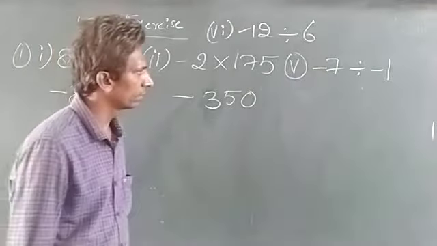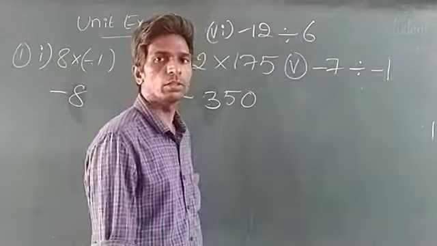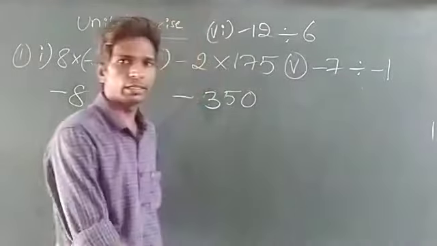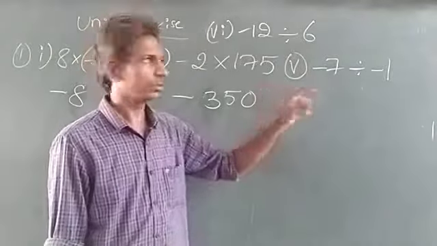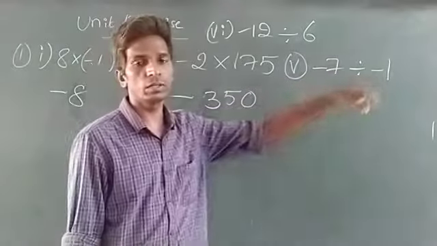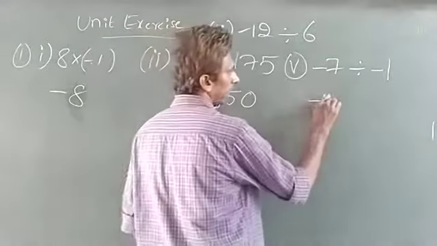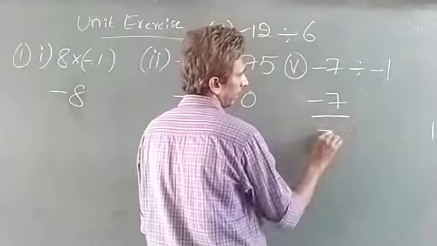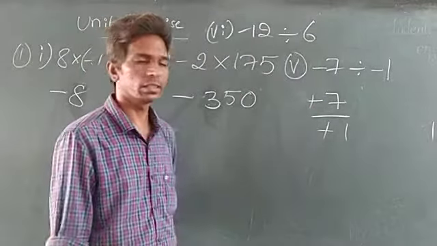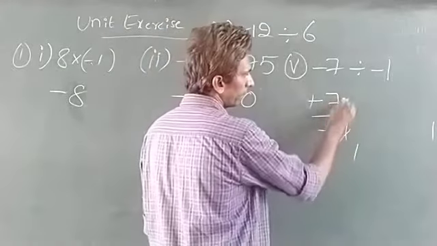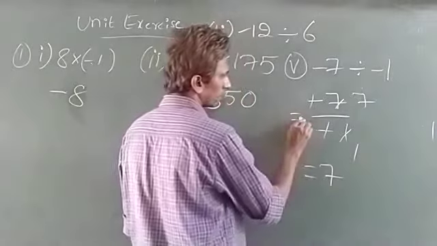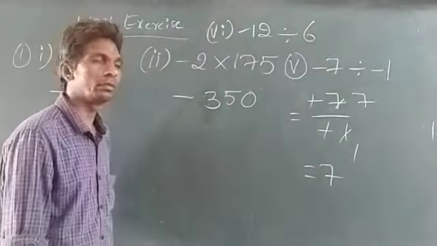See the fifth one. So you want to divide. A divided by B means A by B. So first number you write in the numerator, second number you write in the denominator. Minus 7 divided by minus 1. So minus minus will be cancelled. 1 1s are 1, 7 1s are 7. So it will become 7.